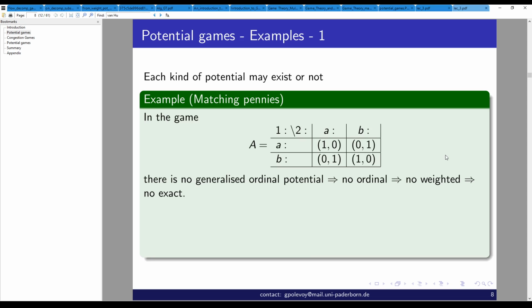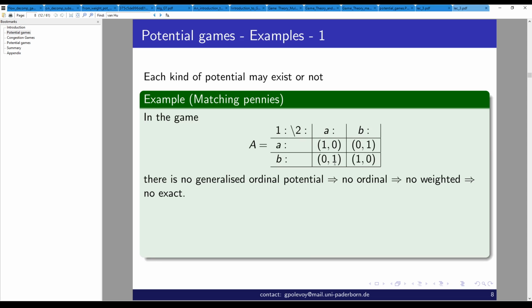For example, the famous example we have already seen several times, matching pennies. The strategies of two players, by the way, I have not defined it only for two players, but the example is only for two players. This is A or B, and if the strategies match, then the row player gets 1 and the column player gets 0. And if the strategies don't match, then the row player gets 0 and the column player gets 1. Now, not only is there no exact potential, not only is there no weighted potential, not only is there no ordinal potential, there is even no generalized ordinal potential.